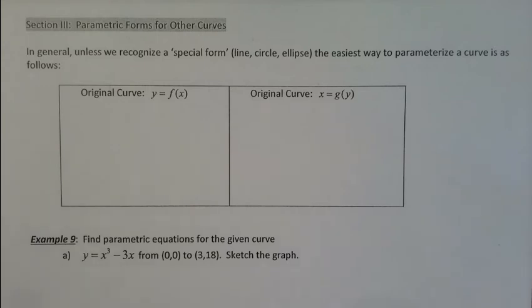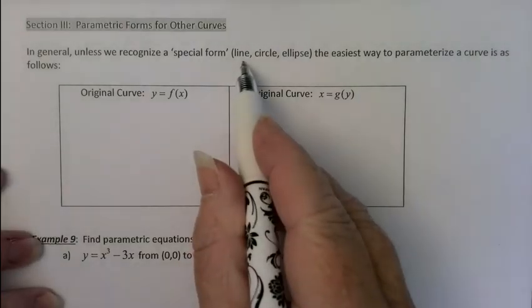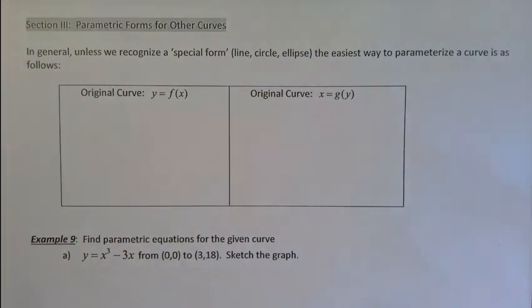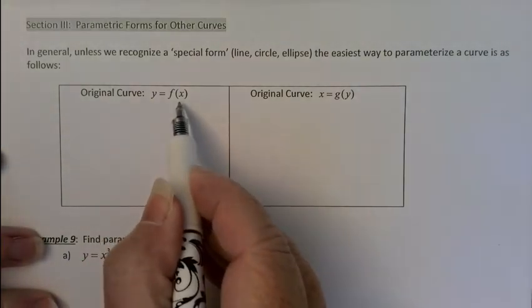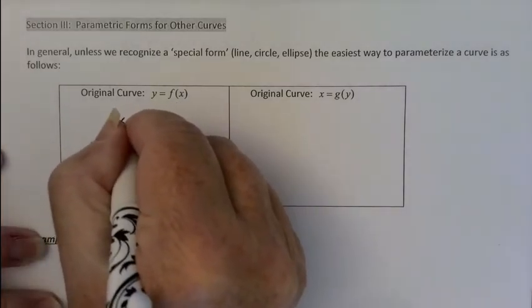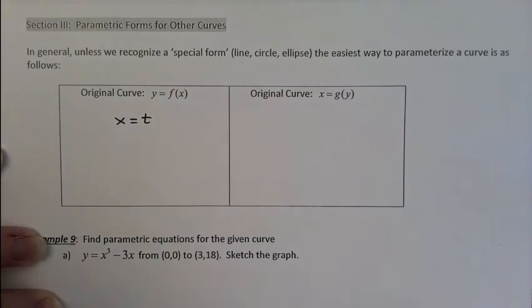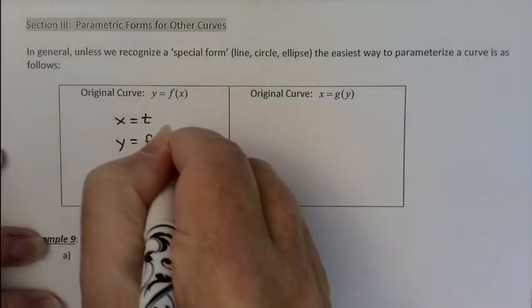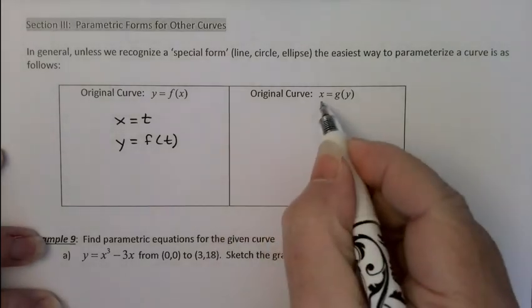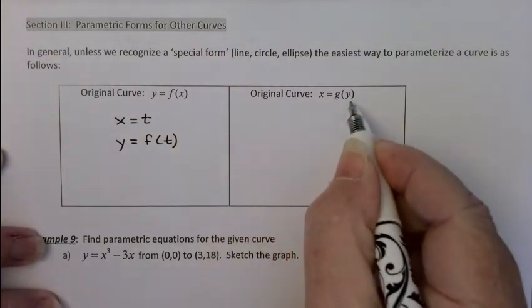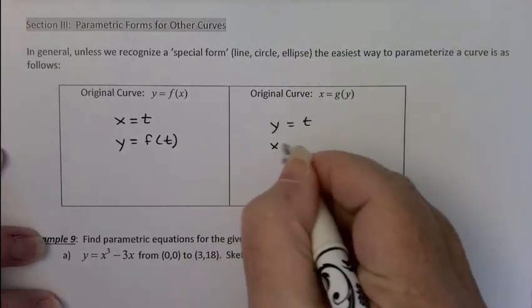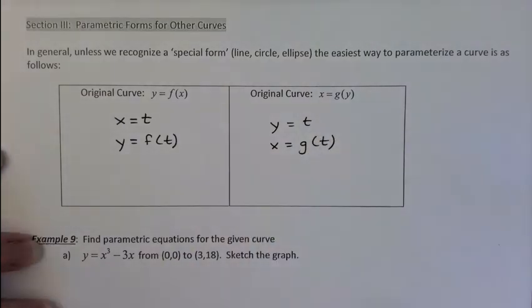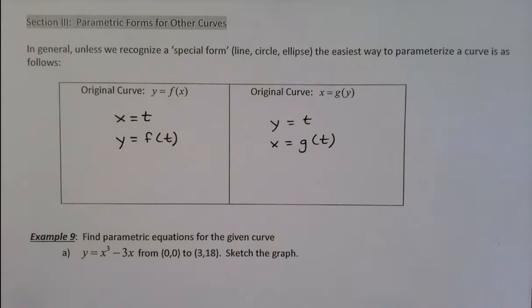In general, unless we recognize one of those special cases, either the line, the circle, or the ellipse, the easiest way to parameterize a curve is based on the type of function notation you're given. If you start with y as a function of x, then typically the simplest thing to do is just let x be t, and then y would be f of t. Conversely, if your original curve is given where x is a function of y, like x equals g of y, in this case, just let y be t, and then x will turn out to be g of t. These are usually pretty straightforward parameterizations.